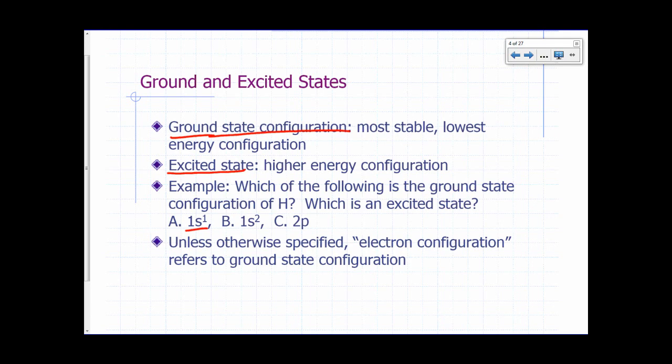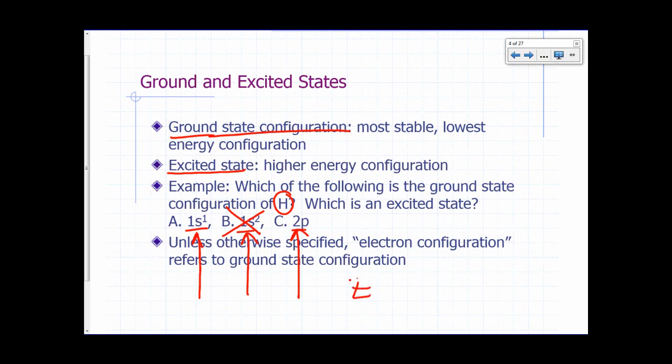Let's look at the choices. 1s1, 1s2, 2p. So this one says you have an electron in the 1s orbital. This one says you have 2 electrons in the 1s orbital, and this one says you have 1 electron in a 2p orbital. Well, obviously B can't be right because hydrogen has only 1 electron, right? So in which orbital does an electron of the hydrogen atom have to be if it were to have the lowest possible energy?